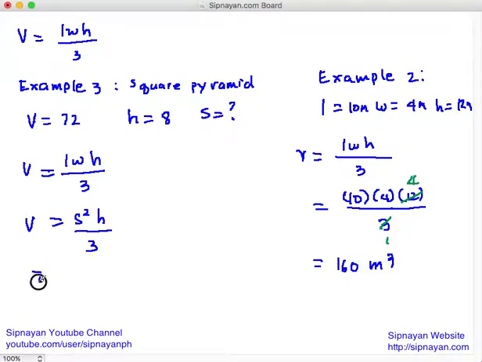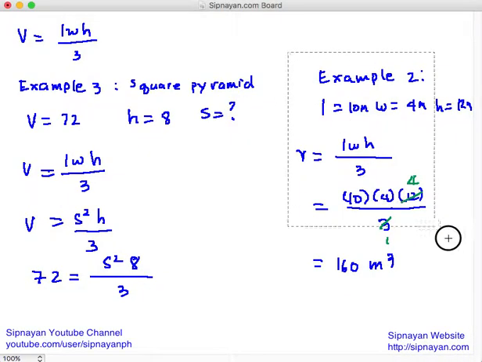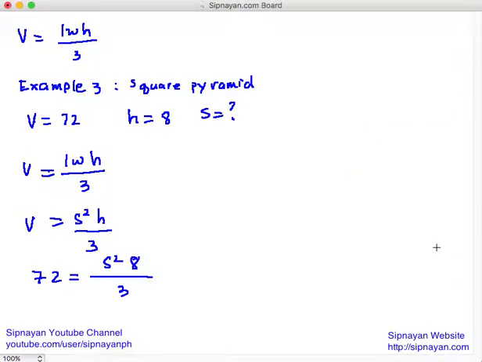And we substitute 72 equals, yung S natin, ano? So, S squared lang siya. And then our height is 8, tama? Over 3. Okay? So, para mawala ito, we multiply both sides by 3 para mawala yung fraction. We have 72 times 3 is 186.